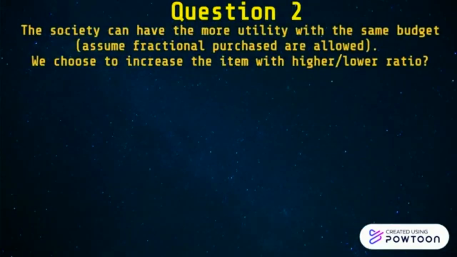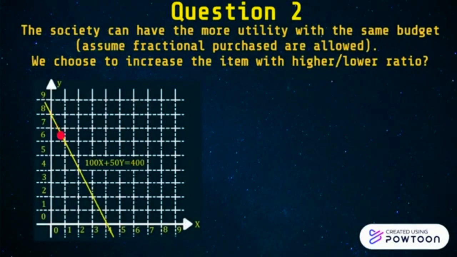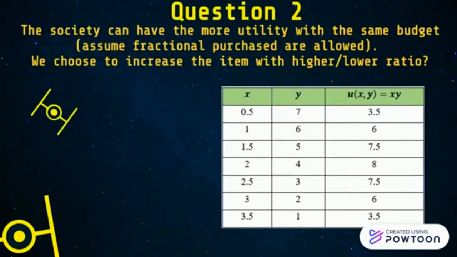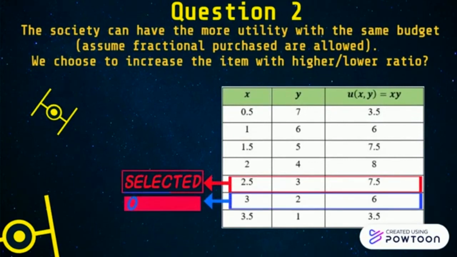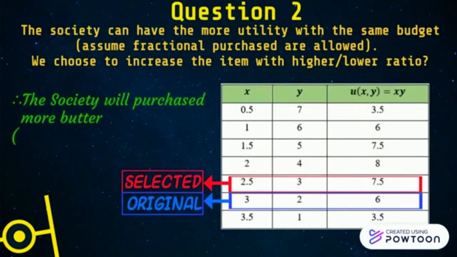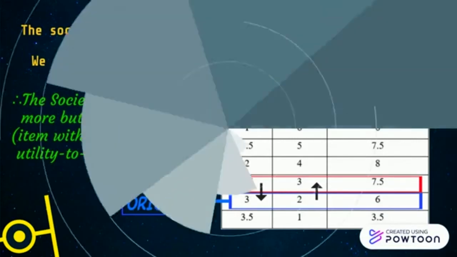For question 2, by referring to the line graph, there are various types of allocation with a distinct utility but the same budget that can be made. In short, the table shows the detail. For this question, the point chosen is 2.5 and 3. From this, it demonstrates an improvement of utility, in which the utility increased from 6 to 7.5. As a result, the society will choose to buy the item with a higher marginal utility to price ratio, in which more barter but less bond have been purchased.